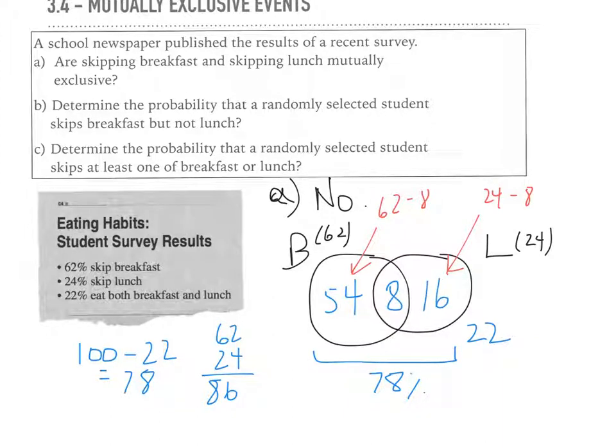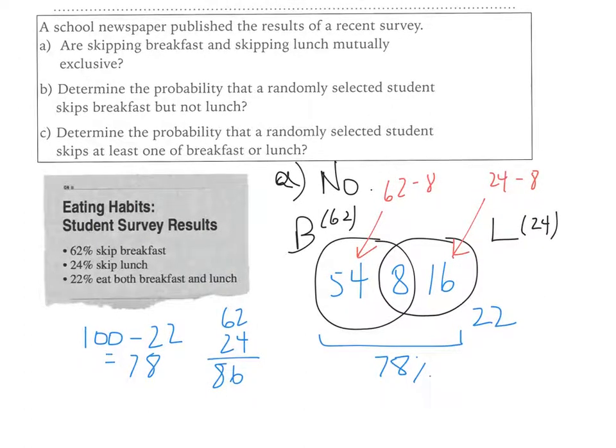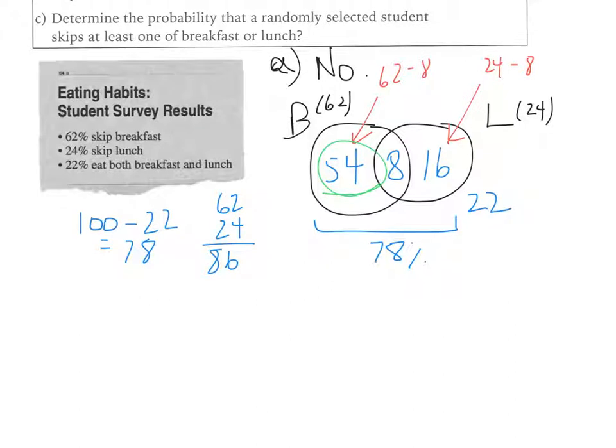Now B, because I know a whole bunch of you do this, is you don't actually answer the question. So it says skips breakfast but not lunch. So that would be the 54. That's the number that would be the answer to that question. So for B, you would write 54%.